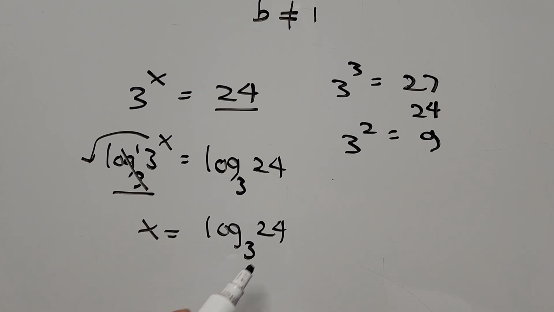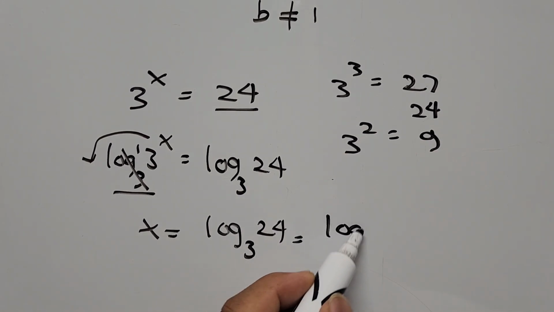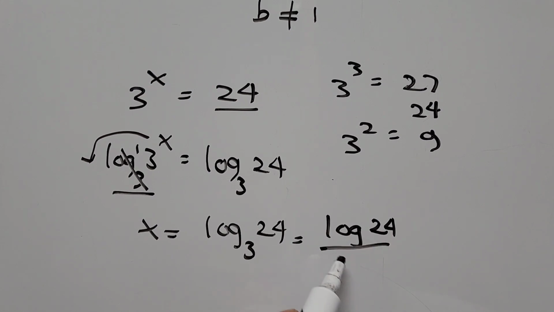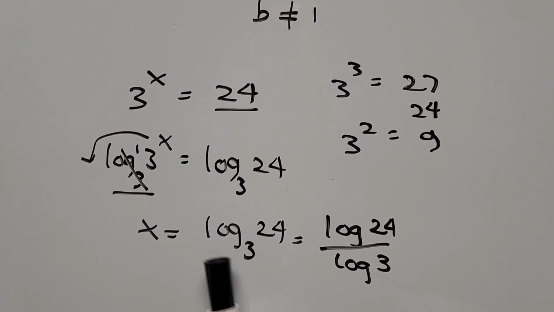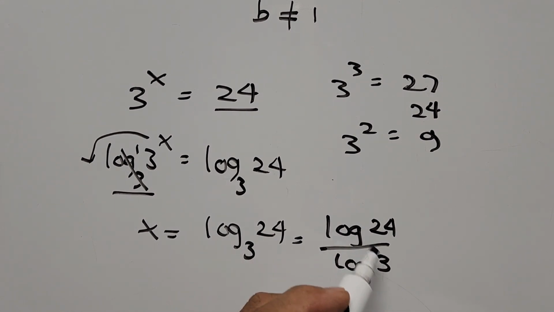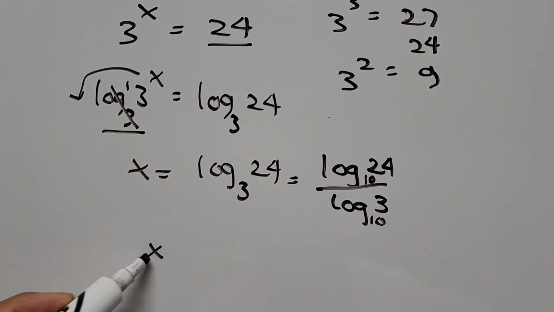Log of 24 base 3 can be written the same way as log of 24 divided by log of 3. This is what we call the change of base formula. From base 3, we split 24 and 3. We put 3 on the bottom and make it log of 3. Now the base is not 3 anymore, but base 10. Whenever you don't see a base written, it is base 10. So now we can use our calculator to solve for the value of x.